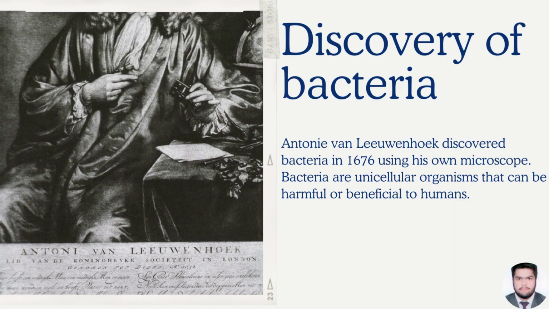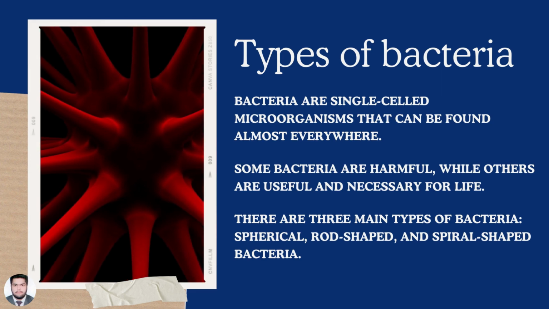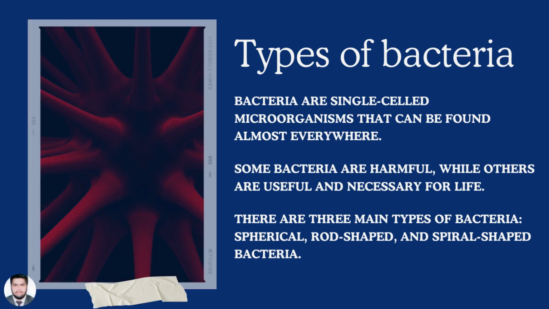Discovery of bacteria. Antonie van Leeuwenhoek discovered bacteria in 1676 using his own microscope. Bacteria are unicellular organisms that can be harmful or beneficial to humans. Types of bacteria. Bacteria are single celled microorganisms that can be found almost everywhere. Some bacteria are harmful while others are useful and necessary for life. There are three main types of bacteria: spherical, rod shaped, and spiral shaped bacteria.